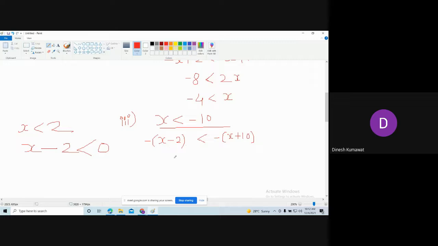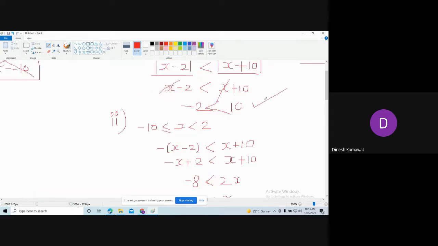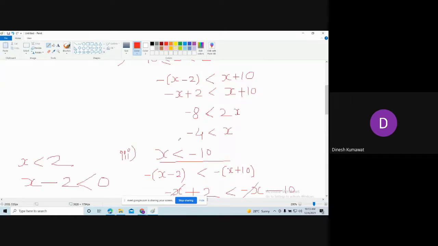Now simplify it. Here I have minus x plus 2, and here I have minus x minus 10. Now you can cancel this minus x from both sides, and we have 2 is strictly less than minus 10. Is it possible? No, sir. So this third case is meaningless. So we have only two cases. In the first case, this is obviously satisfied, and in the second case, we get some bound on x.